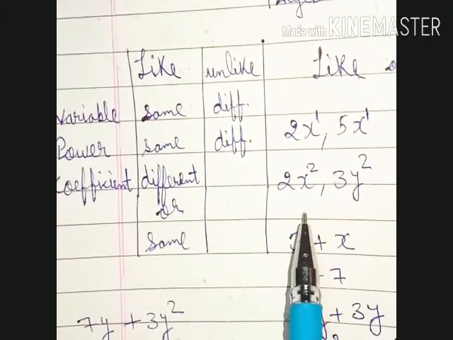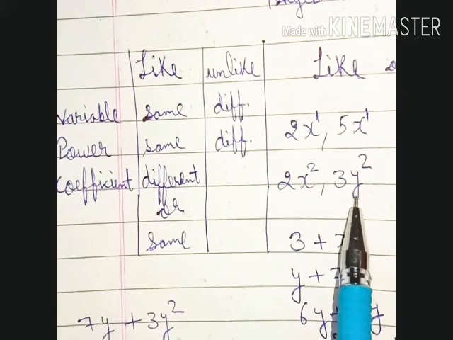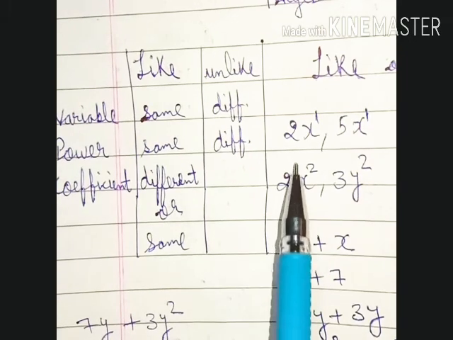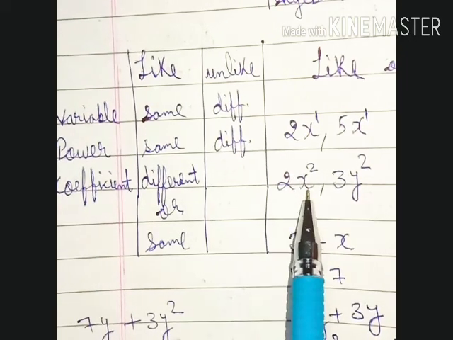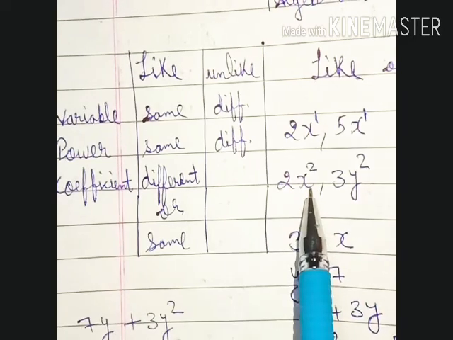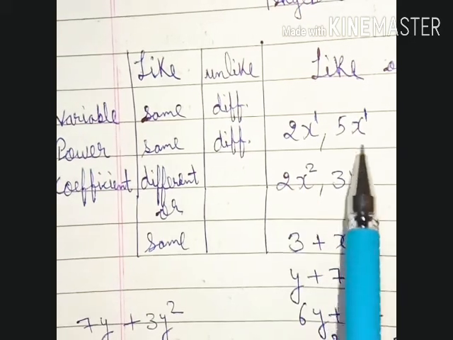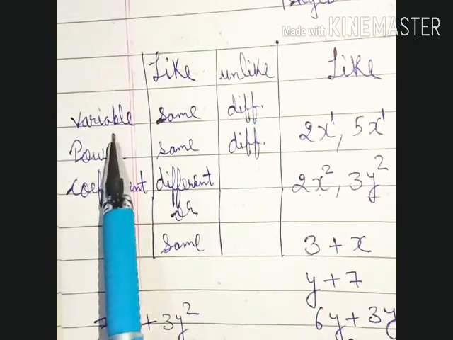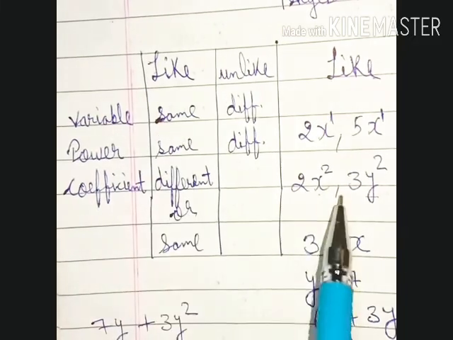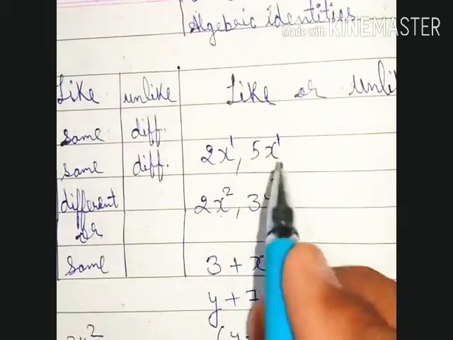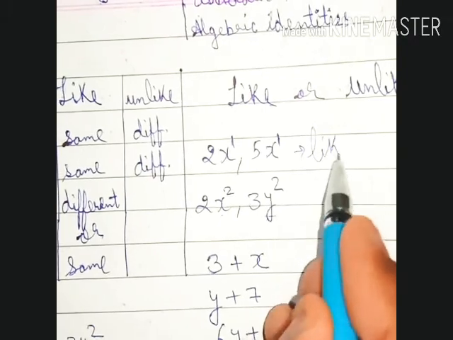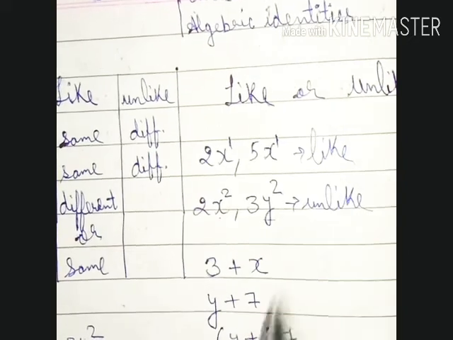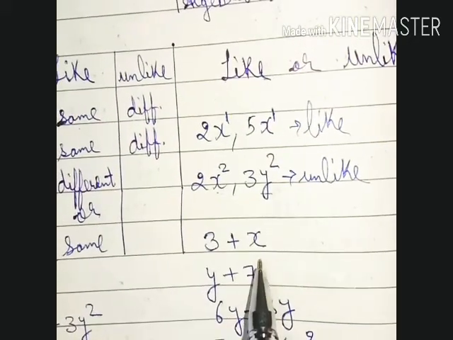Now another example is 2x square and 3y square. Do you think these are like terms? As the variable in the first term is x square and in the second it's y square, the variables are different, but to be like, the condition is that variables are the same. So these are unlike terms. The first ones are like terms, and in the second these are unlike terms.